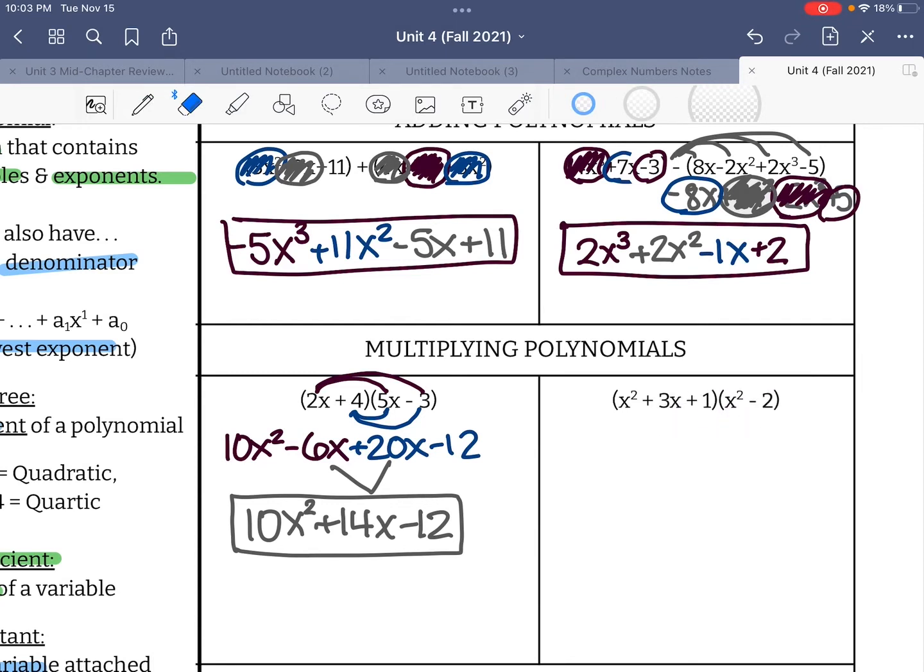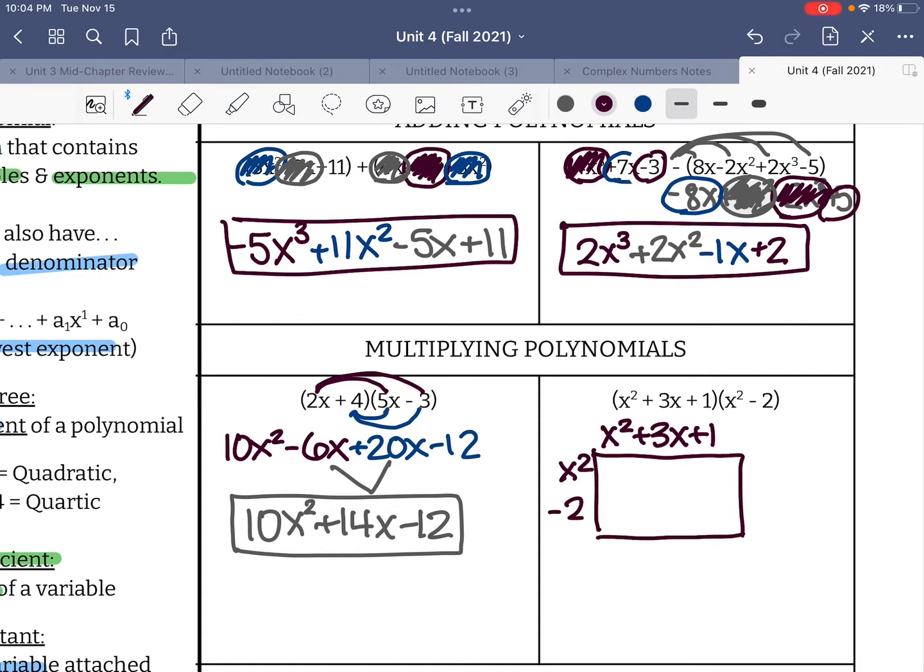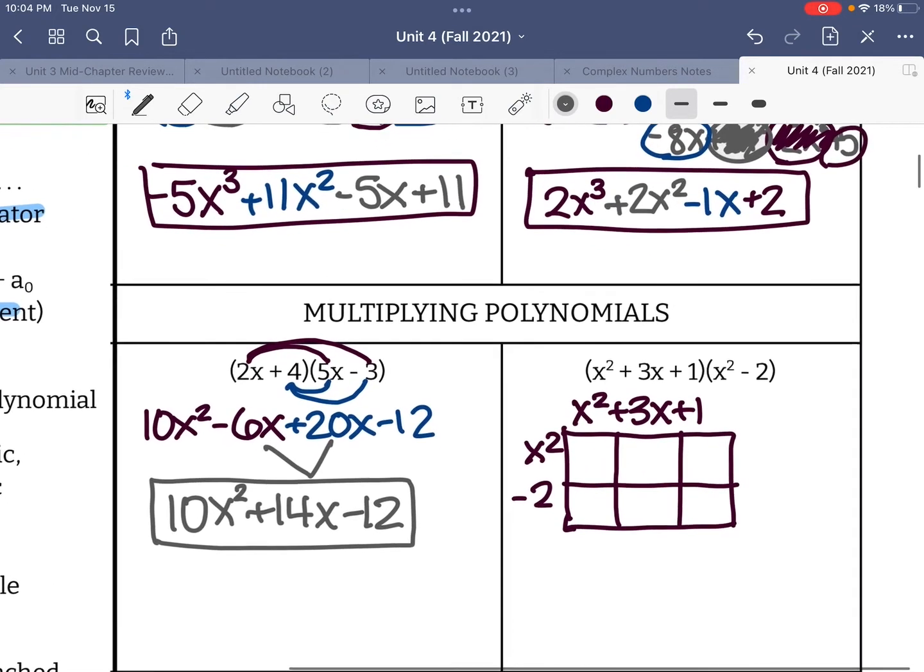I'm going to use what I call the box method, where I'm going to write the first parentheses on the top of the box and the other parentheses down the side. And I'm going to draw a row and a column wherever I see a plus or a minus sign. Then I just have to multiply these 6 things out, so I can see exactly what I still have left and exactly which parts need to be filled in.